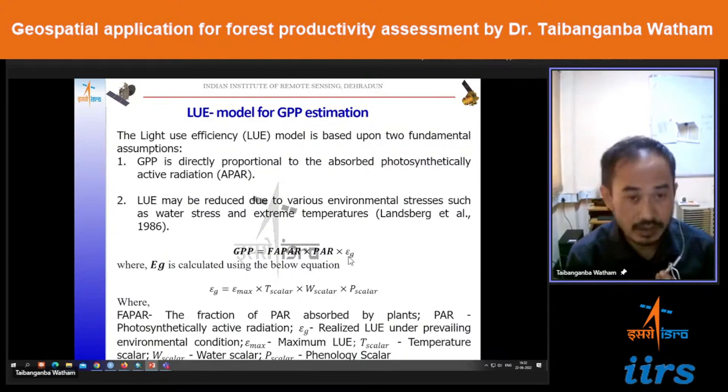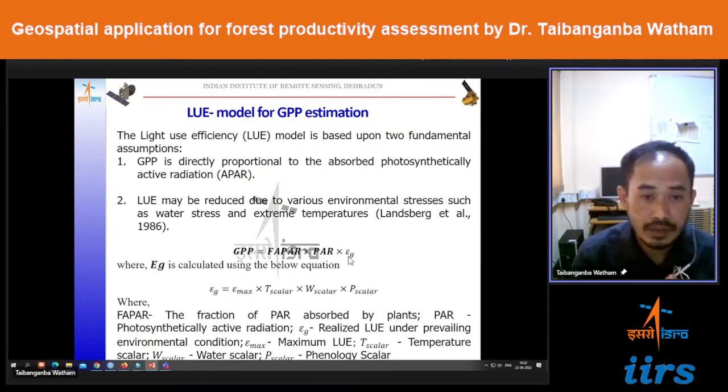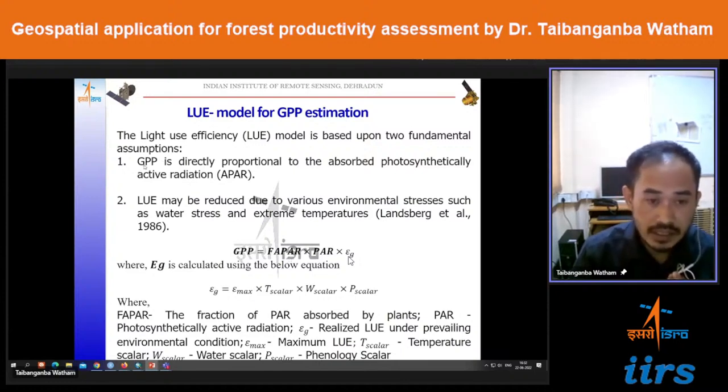For a better understanding, this is how simple light use efficiency models work. The first point is that GPP is directly proportional to the absorbed photosynthetically active radiation, that is, how much photosynthesis is going to take place. It is directly proportional to the absorbed incoming PAR. The next point is that the light use efficiency, or LUE, may be reduced due to various environmental stresses such as water stress and extreme temperature conditions.